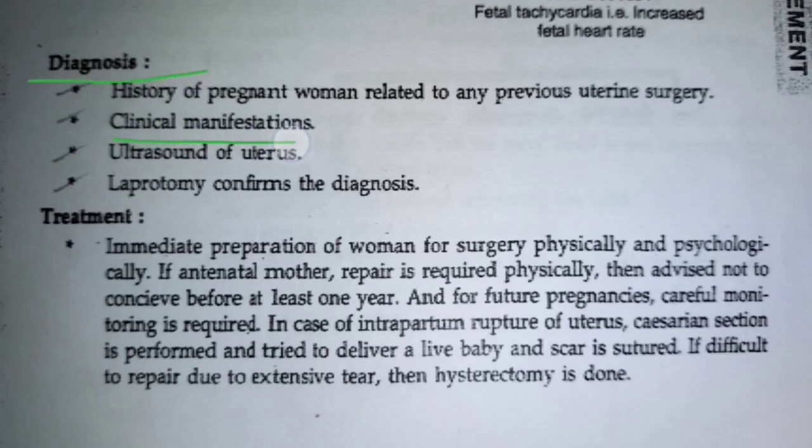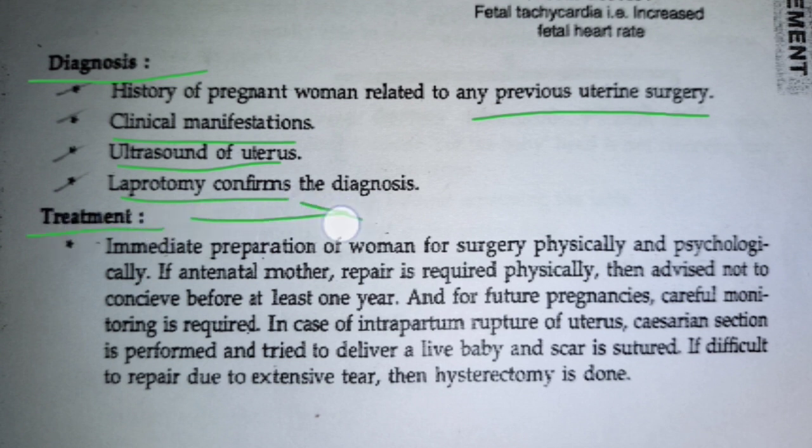Diagnosis: clinical measurements will be taken first, like personal data, height, weight, vital signs, signs and symptoms, everything will be taken. In the section of history, we will get to know whether any previous surgery was undergone or not. If the woman has undergone any previous surgery, then she has a scar. We need to take care of it. And ultrasound, by that we will get to know whether the baby is alive or not, and in which position the baby is present. To confirm this is rupture of the uterus, we will perform laparotomy.